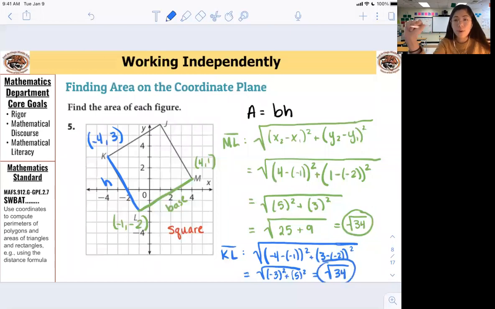Questions on the distance formula and how to plug those numbers in to get your answers. This is the time to ask questions, is now. Do not leave today's class if you don't know how to do the distance formula.